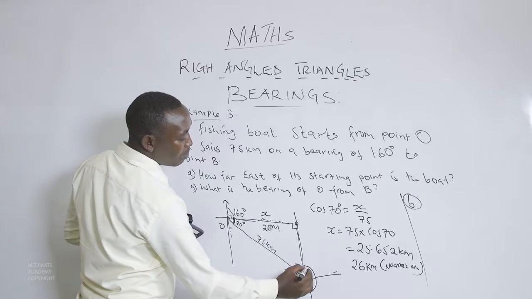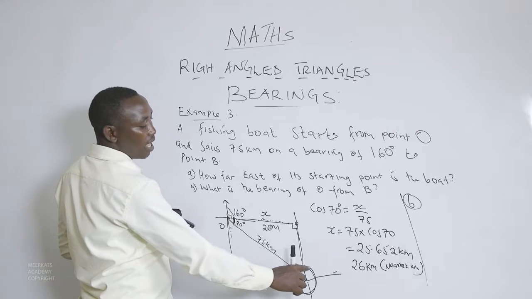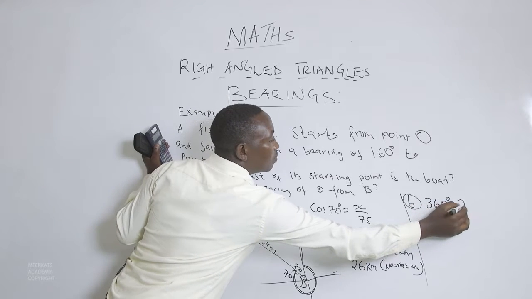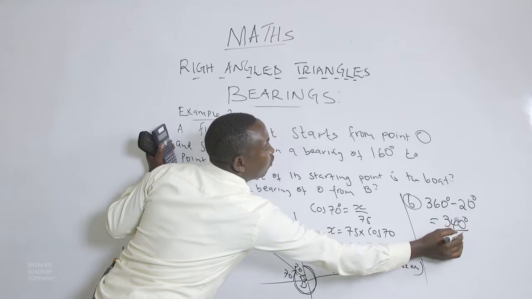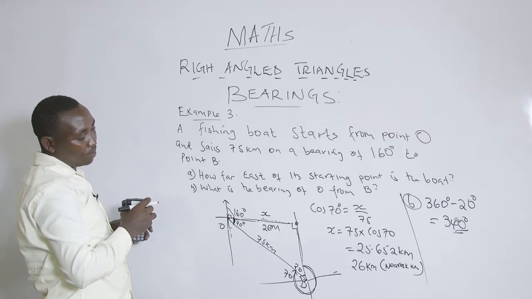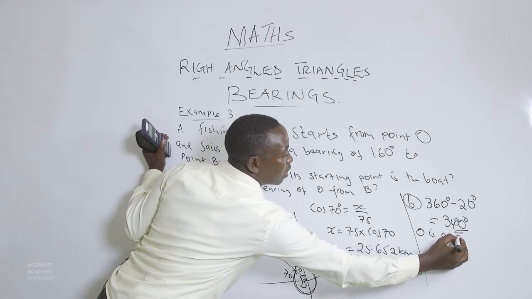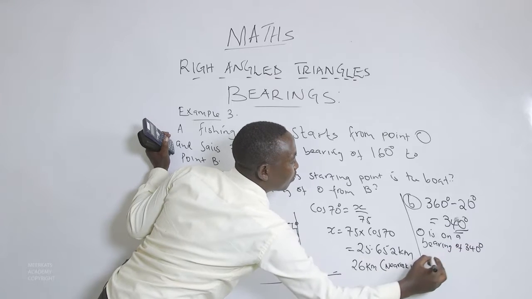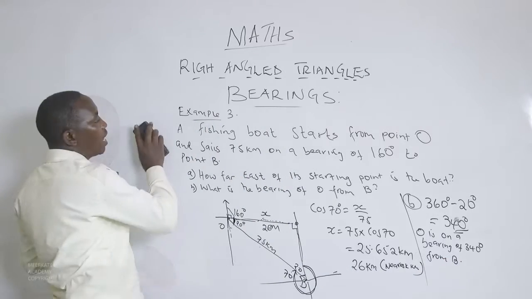And therefore you can get the bearing of O from B by taking the whole of this measurement. Alternatively, taking the angles at a point, we subtract 20 degrees from 360, which will give us 340 degrees. Therefore, you can say that O is on a bearing of 340 degrees from point B.